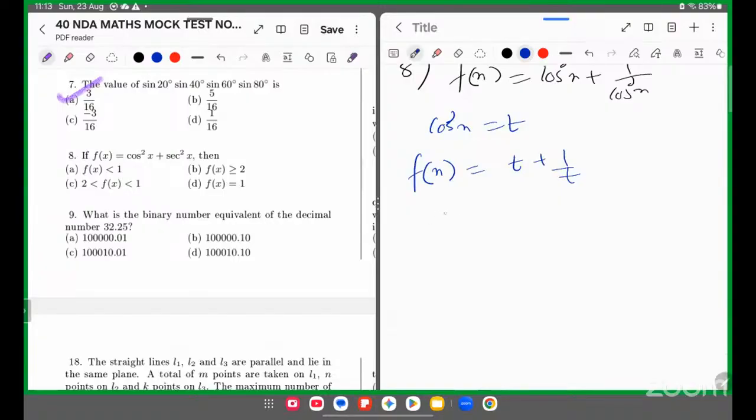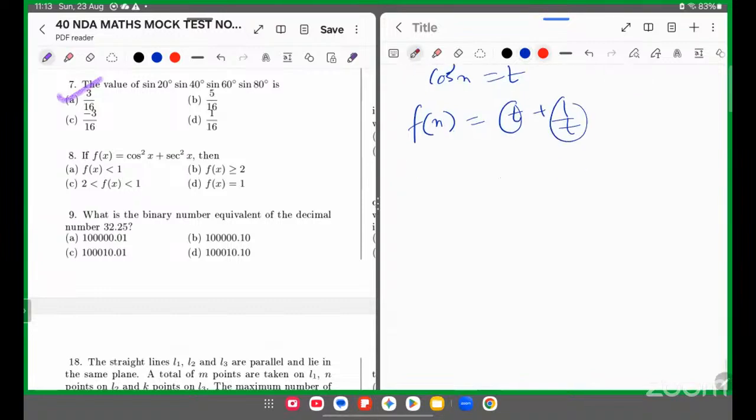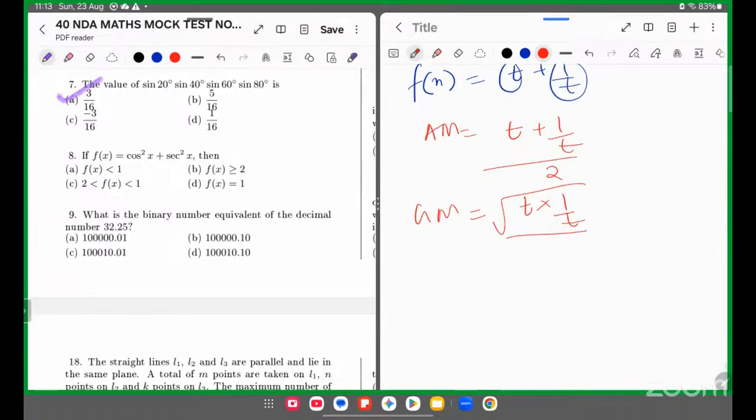And we know that if you consider two numbers t and 1 by t, then the arithmetic mean is t plus 1 by t by 2. The geometric mean is root of t into 1 by t, so it will become root of 1, which is 1.